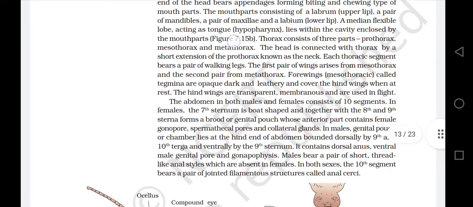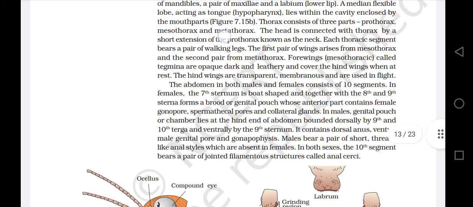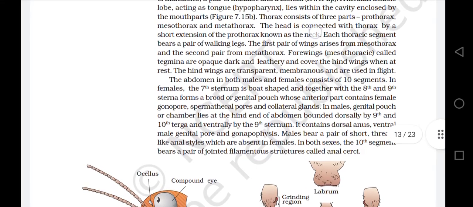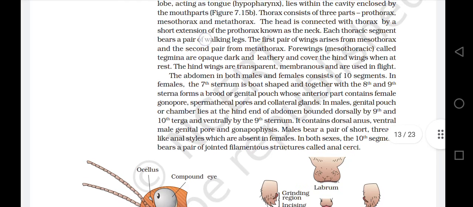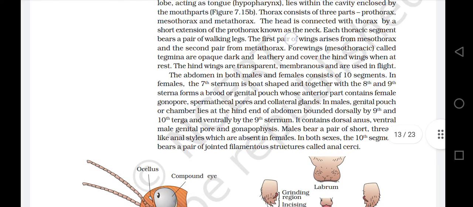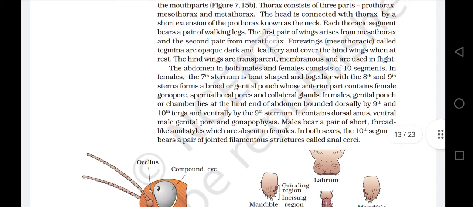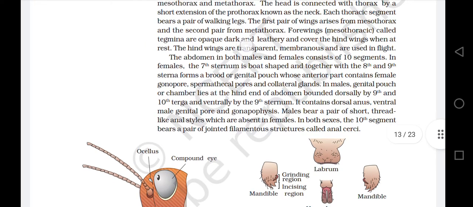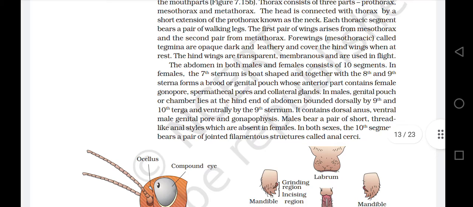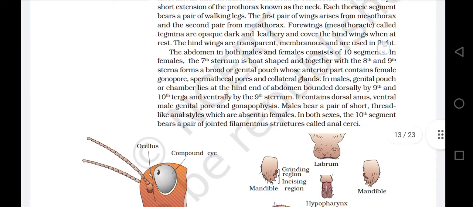Figure 7.15b. Thorax consists of 3 parts: prothorax, mesothorax, and metathorax. The head is connected with the thorax by a short extension of the prothorax known as the neck. Each thoracic segment bears a pair of walking legs. The first pair of wings arise from the mesothorax and the second pair from the metathorax. Forewings, mesothoracic, called tegmina, are opaque, dark, and leathery and cover the hindwings when at rest. The hindwings are transparent, membranous, and are used in flight.